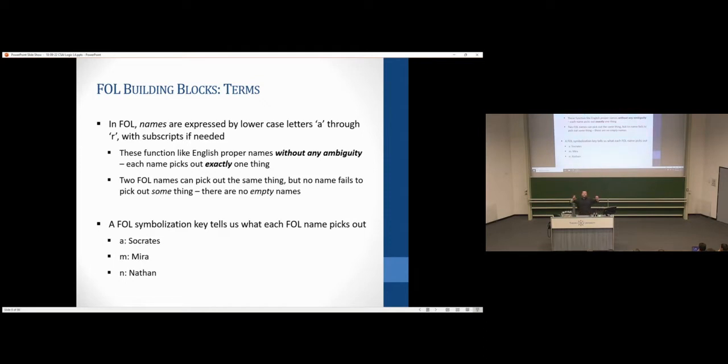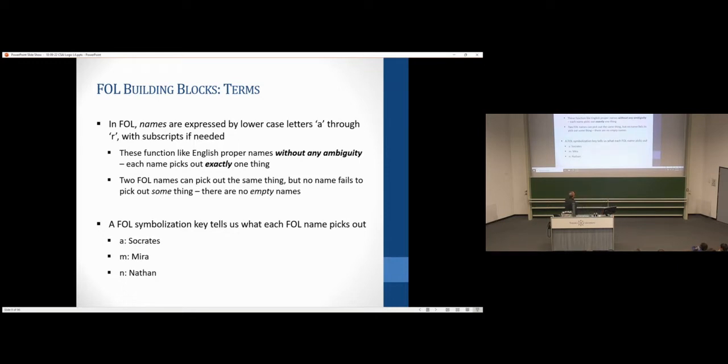So Santa is an empty name. It purports to refer to an individual, but it fails. There's no individual that it tags. English has lots of empty names. Not tons, but a good number. FOL has none. Every name is guaranteed to pick something out. We might not necessarily know what it's picking out, but it always succeeds. No empty names. Yeah. So from a mathematical point of view, it's like saying the function name is always going to map us to some member here. It never fails.